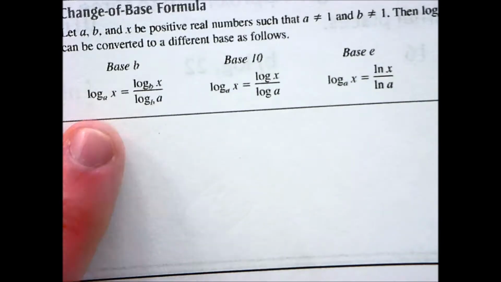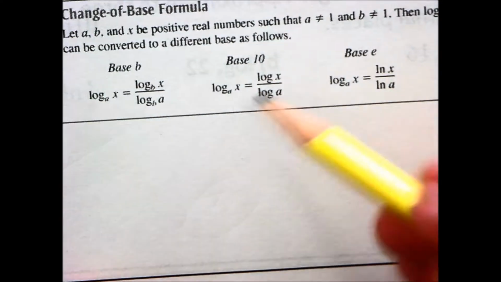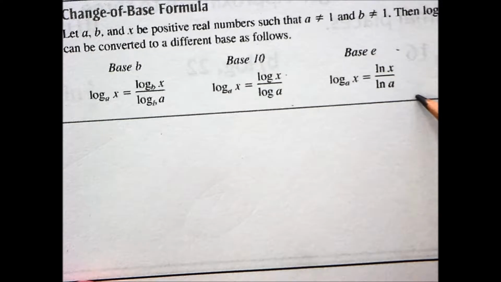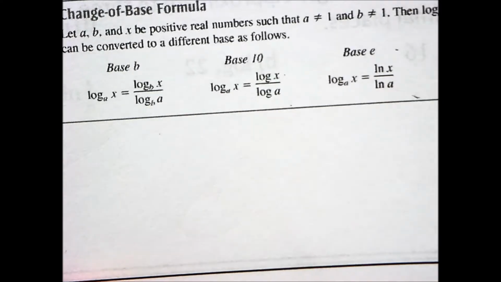Where that's useful is the ones you actually have on your calculator. So if you have log base a of x, I can just take log of x divided by log of a, or natural log of x divided by natural log of a. It'll give me that same value. Okay? So that's what the change of base formula allows you to do, is to just take ln of the regular number divided by ln of the base.